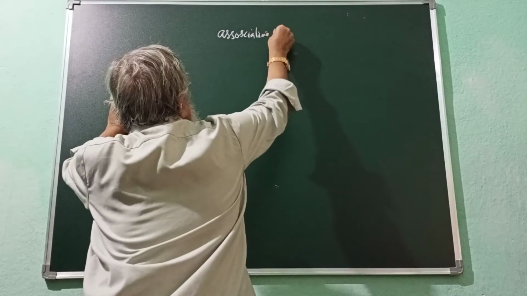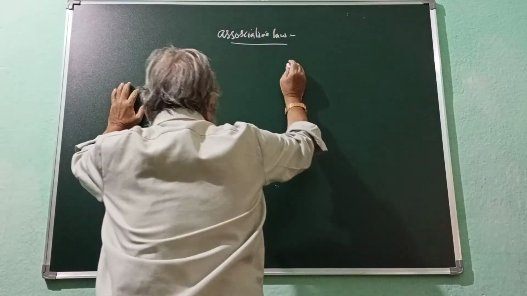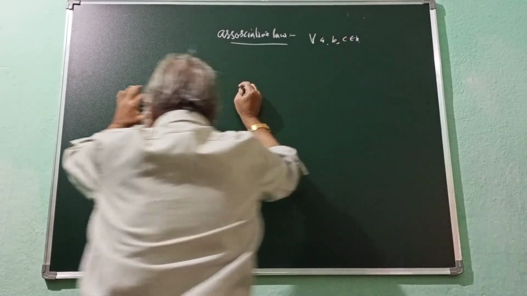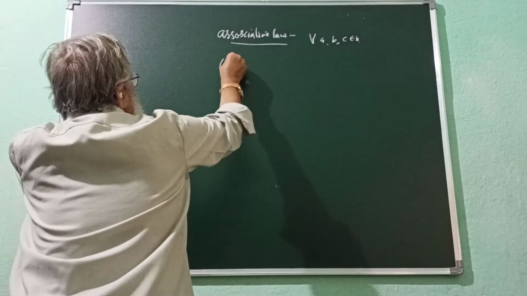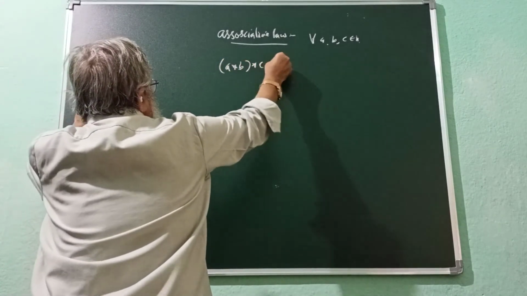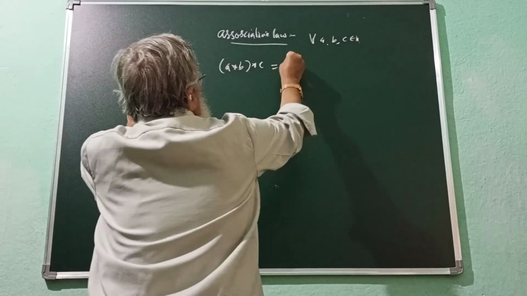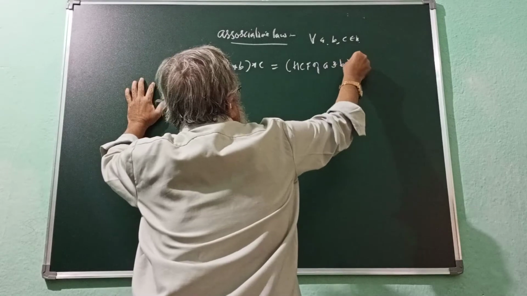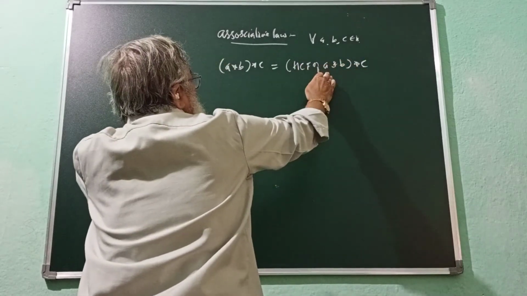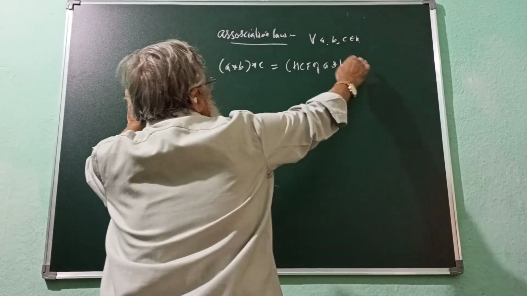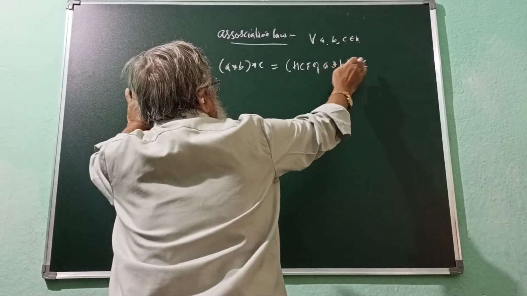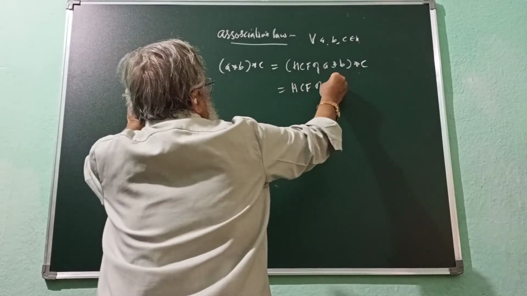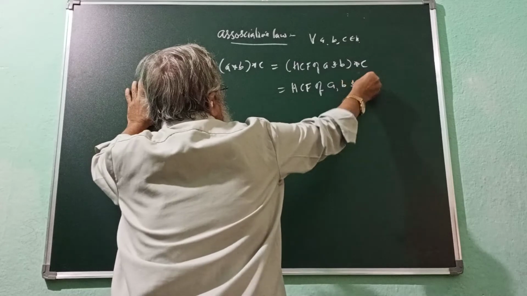For the associative law, let us see the left hand side. For every A, B, C belonging to N, A star B star C is equal to: for A star B, we have to find the HCF of A and B. Then star C: whatever number we get, to operate on C we find the HCF of A, B and C. That is nothing but HCF of A, B and C.